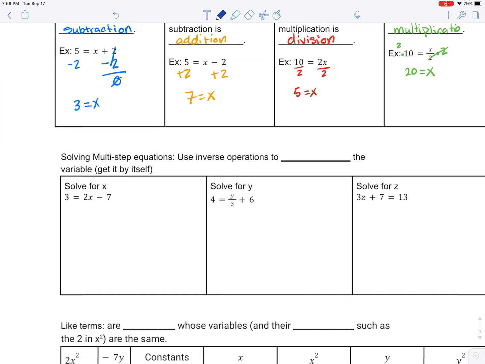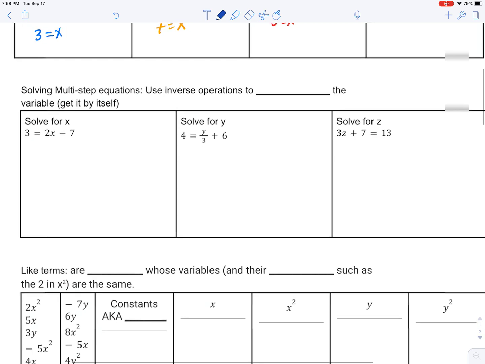Okay, the next part is solving multi-step equations. You're going to use inverse operations to isolate the variable. Isolate means to get it alone. Whichever variable you're solving for, you want to get by itself. So in our first example, we're trying to solve for x.